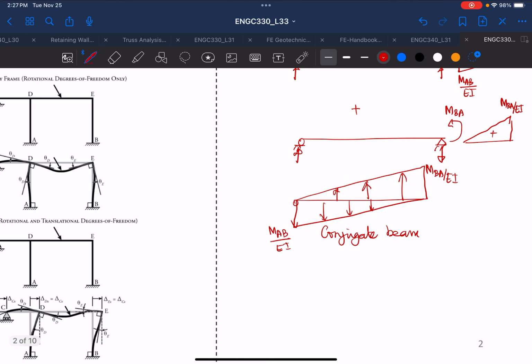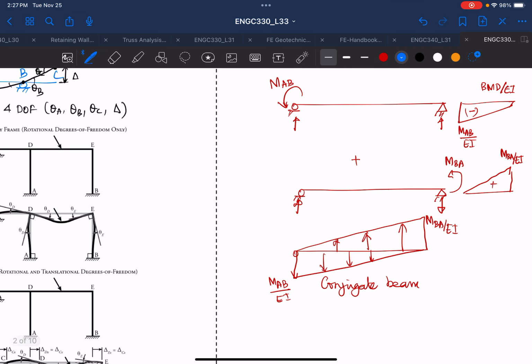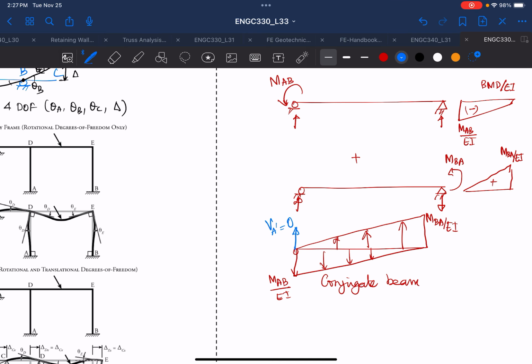And now we know that in a conjugate beam, the shear force at A will be equal to the slope in the actual beam. So shear in the conjugate beam will be equal to the slope in the actual beam, and displacement in the conjugate beam, the moment, will be equal to the displacement in the actual beam. But here we are not interested in the displacement, we are interested in the slope. So all we need to do is find the relationship between theta A, MAB, and MBA.